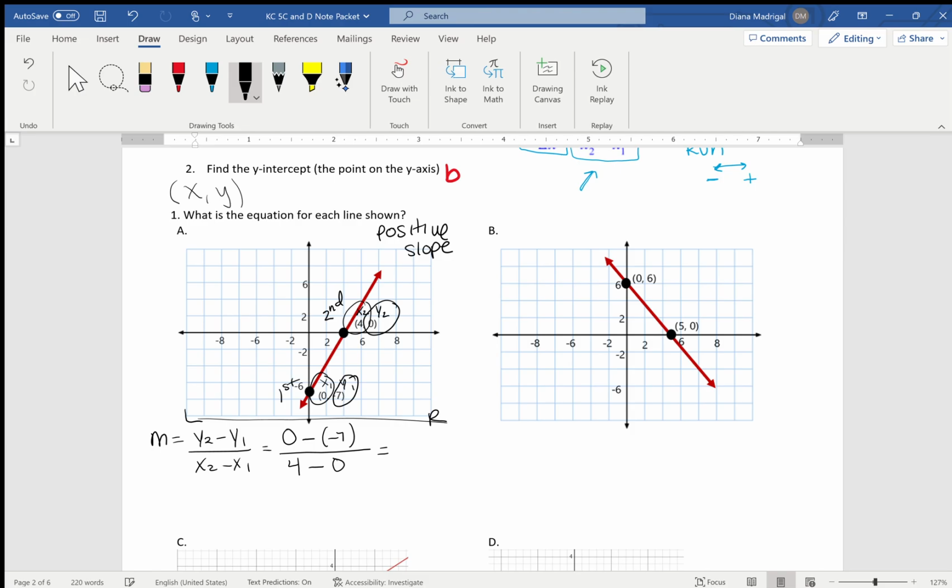I am going to do the math now. 0 minus negative 7 is going to be just 7. 4 minus 0 is going to be 4. 7 divided by 4, because remember, a fraction means division. 7 divided by 4 gives me a decimal, so I'm just going to leave it as a fraction. This right here is my slope.